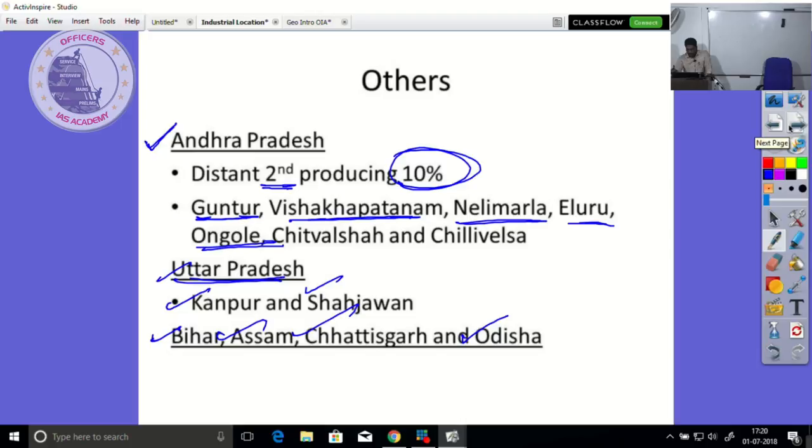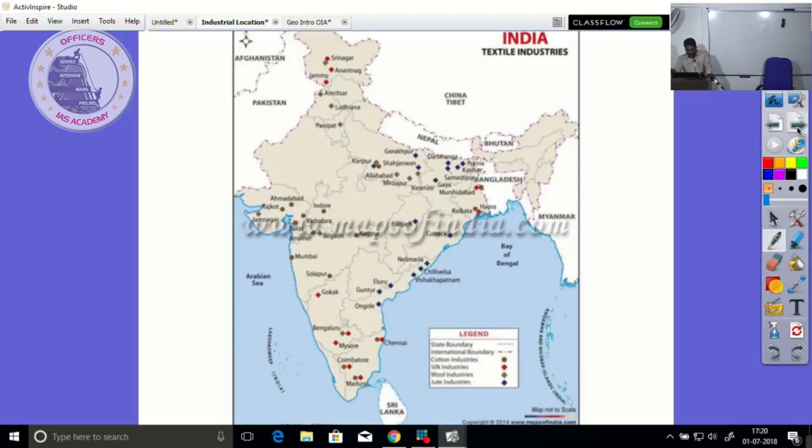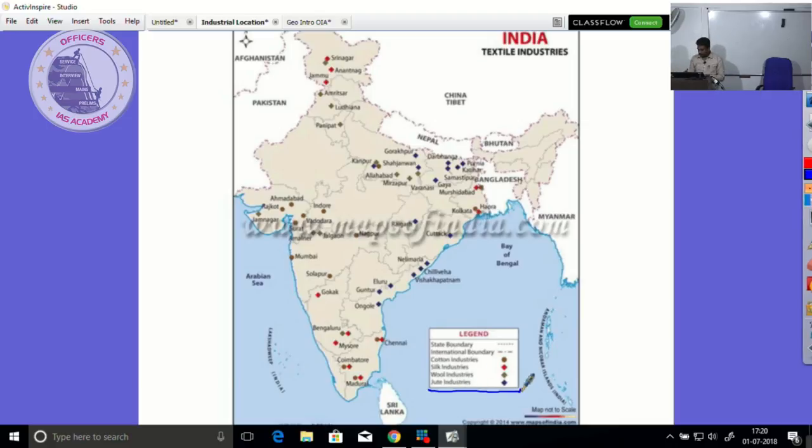The same names, taking them on the map. When I talk about jute industries, sir, West Bengal is concentrated, the entire West Bengal along the Hooghly River belt, where, as I was saying, somewhere around 84% of the total production is accounted for. Apart from that, we have locations in Bihar, Orissa, Chhattisgarh, even Assam we have some production, and Uttar Pradesh. These are the places where we have production of jute.